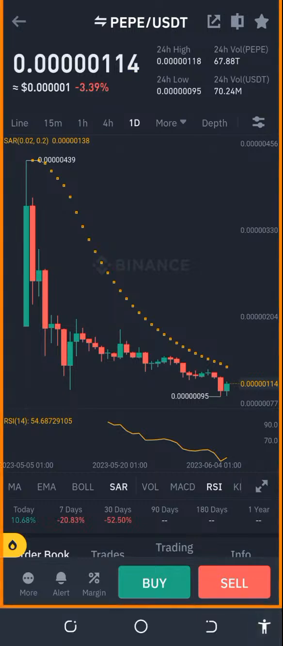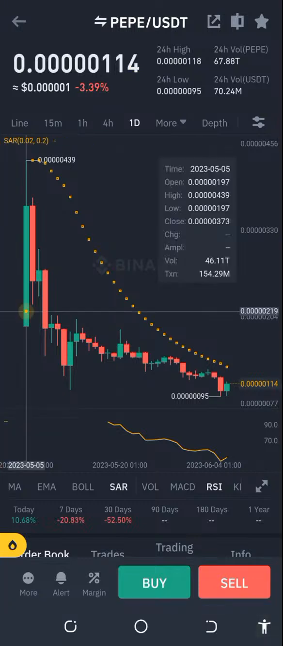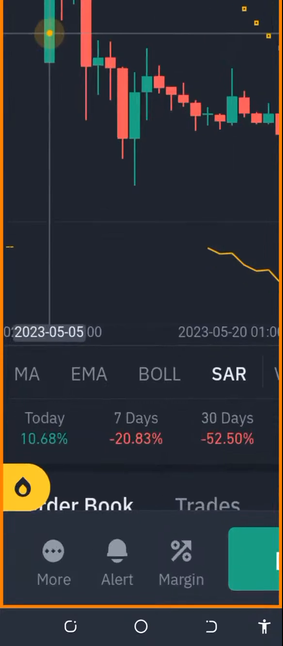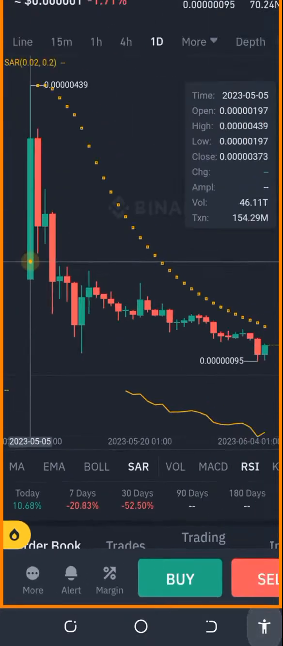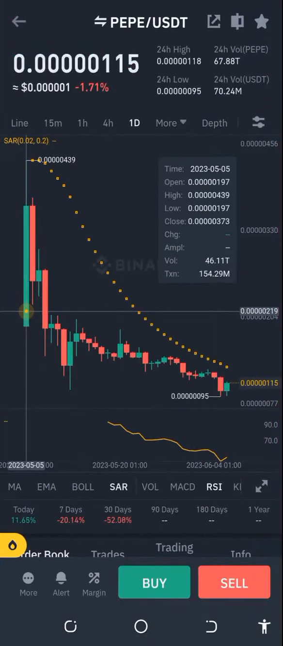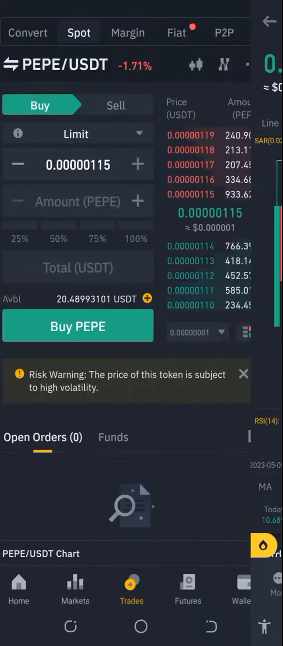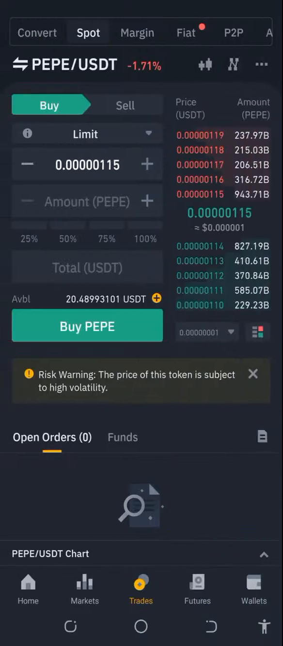Let me check when this one listed. You can see the big pump. This was listed on the 5th of May, and as we're doing this recording, this is the 6th of June, just about a month ago. So it's still a new, fresh coin in the space.